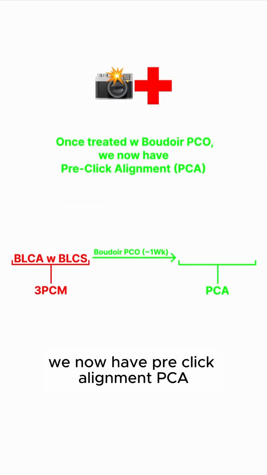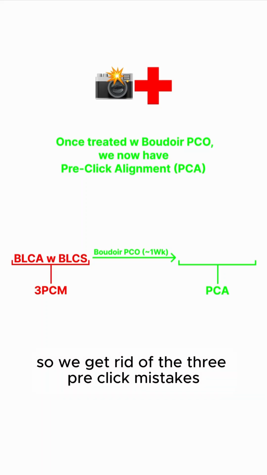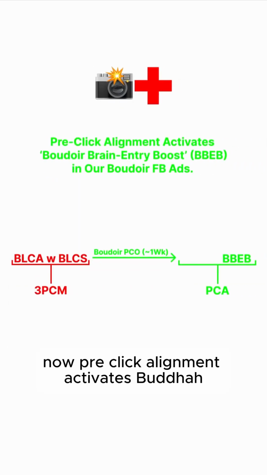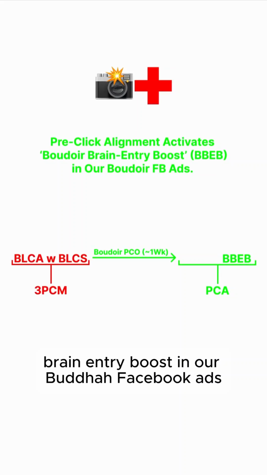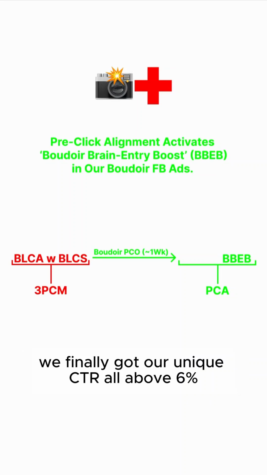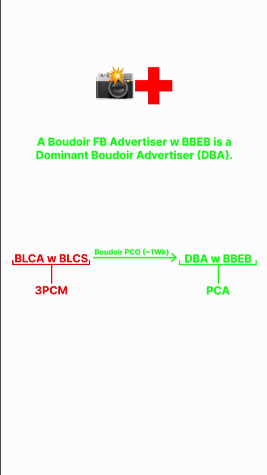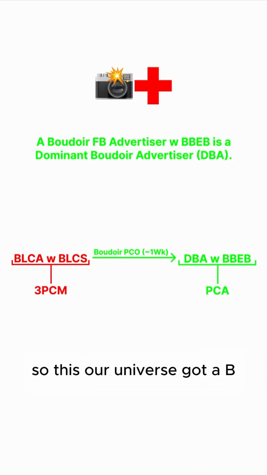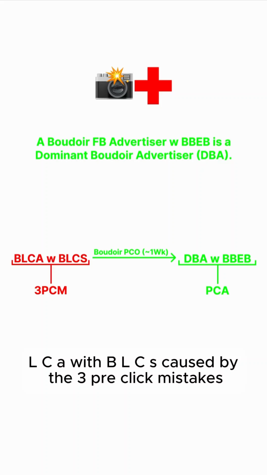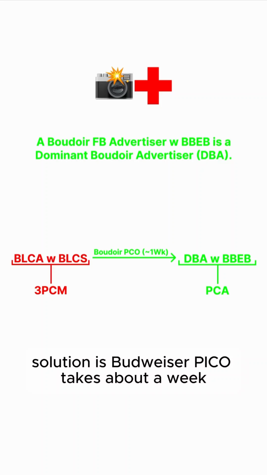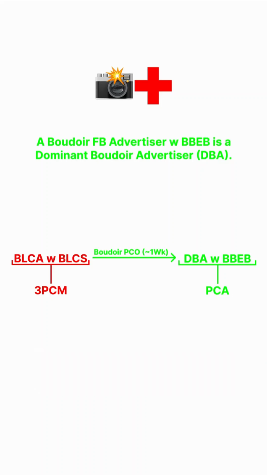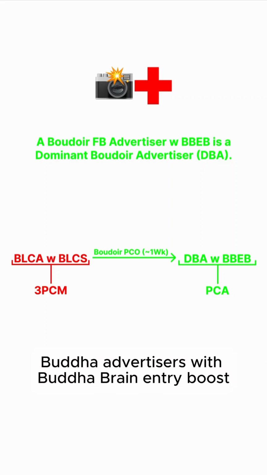And once treated with Boudoir Pico, we now have pre-click alignment, PCA. So we get rid of the 3 pre-click mistakes, and instead we achieve pre-click alignment. Now, pre-click alignment activates Boudoir brain entry boost in our Boudoir Facebook ads. It's basically meaning we finally got our unique CTR all above 6%. And a Boudoir Facebook advertiser with Boudoir brain entry boost is a dominant Boudoir advertiser, a DBA. So this is our universe. Got a BLCA with BLCS, caused by the 3 pre-click mistakes. Solution is Boudoir Pico, takes about a week. And we achieve PCA, pre-click alignment, and we become dominant Boudoir advertisers with Boudoir brain entry boost.